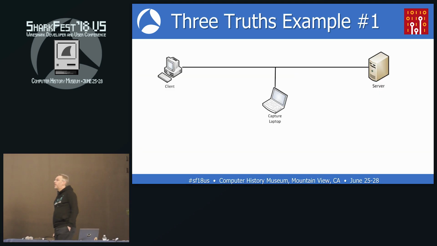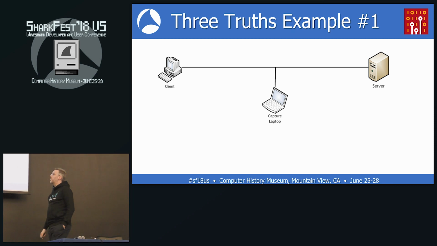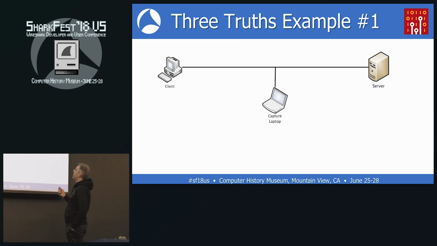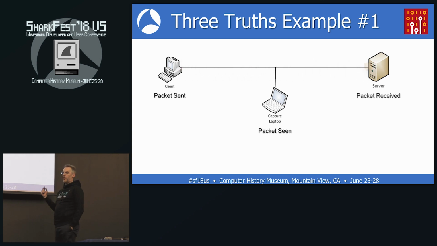So we have 3 truth examples: the client, the server, and the laptop. And what can happen is this. There's a packet, and the client knows it has sent it. The capture laptop has seen it, and the server has received it. Wonderful, we are all on the same page. Everything is perfect. Now the trouble will start.